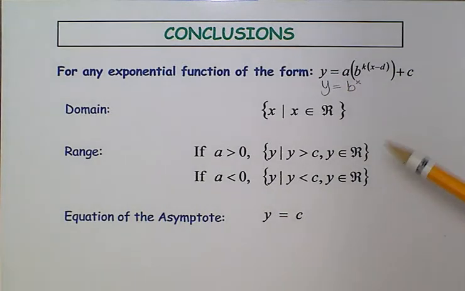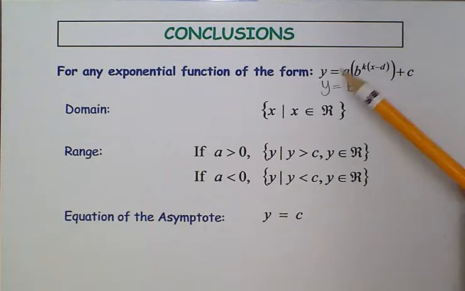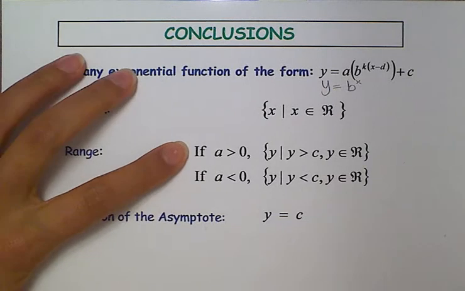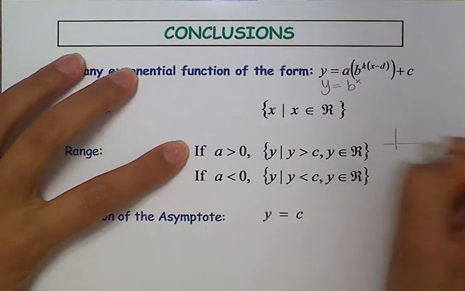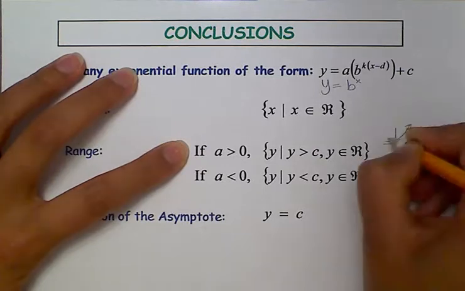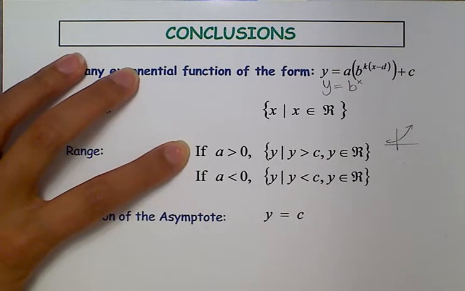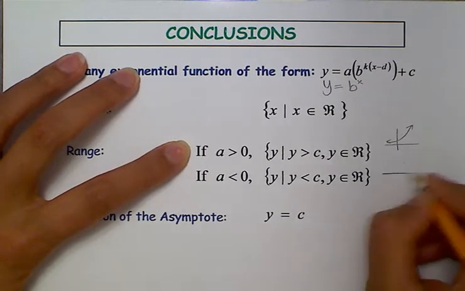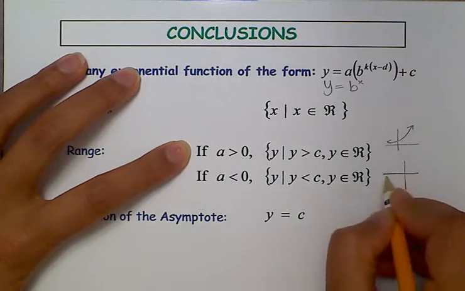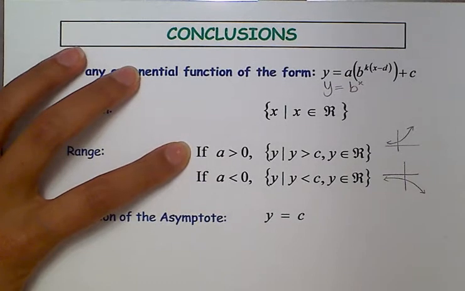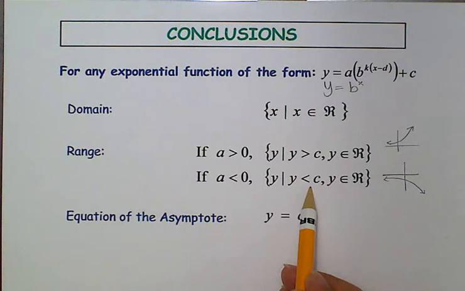The range changed. It was either greater than or less than, depending on whether the graph had a vertical reflection in the x-axis. So if there was no vertical reflection in the x-axis, so if you had a positive value for a, then the entire graph ends up above the asymptote, okay? But if you had a reflection in the x-axis, you ended up having a graph that was facing downwards or going below the horizontal asymptote. So all the values of y were below the value of the asymptote, okay?